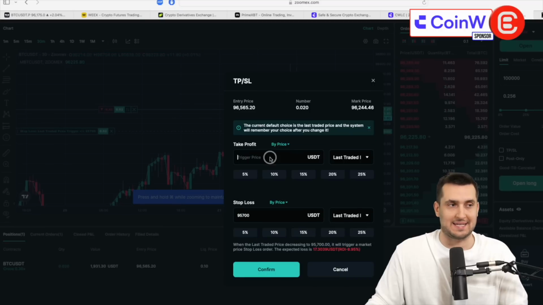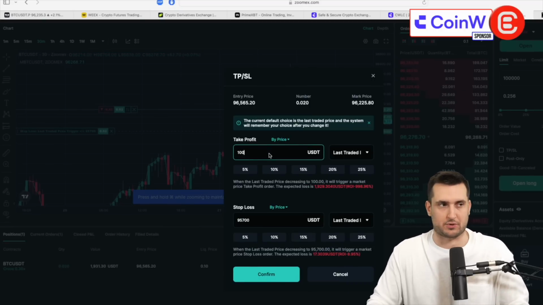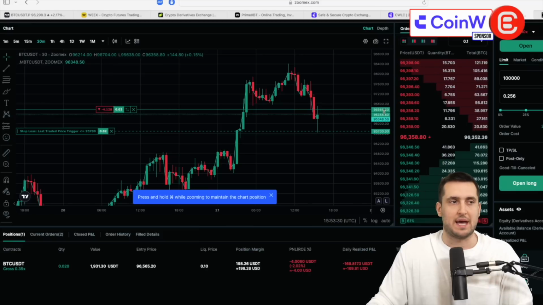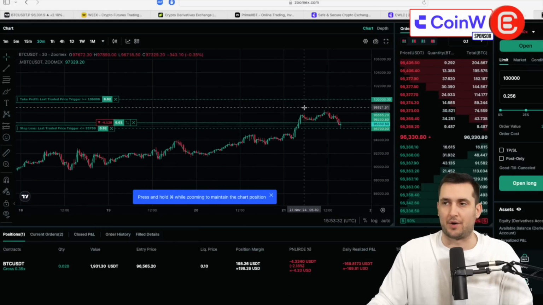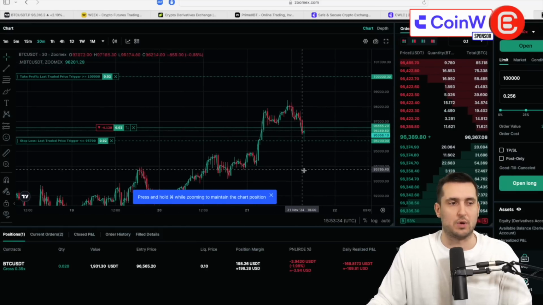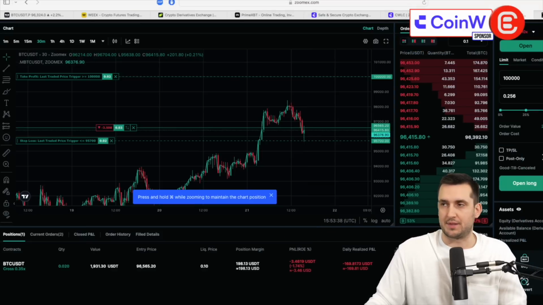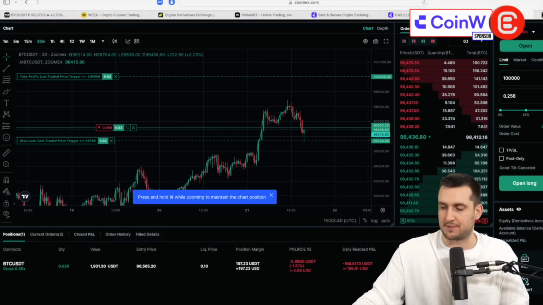The exact same way, I can put in a TP order. Let's say I'm assuming Bitcoin goes to 100,000. It will show me how much money I'm going to make. Then I can just confirm, and it will put the little line on the chart as well, stating where I will have my TP, and how much money I'm going to make. And down here, you will see what the TP order actually is.